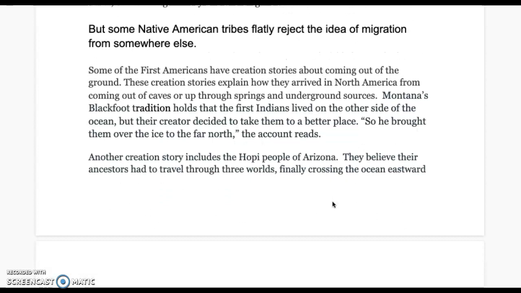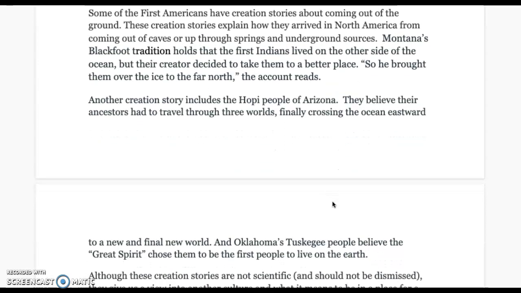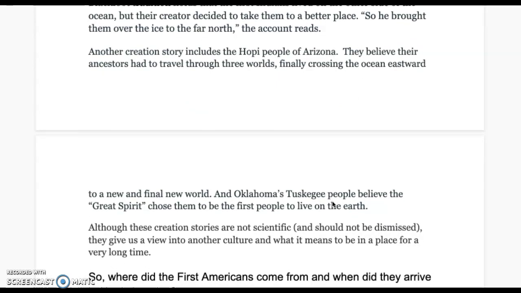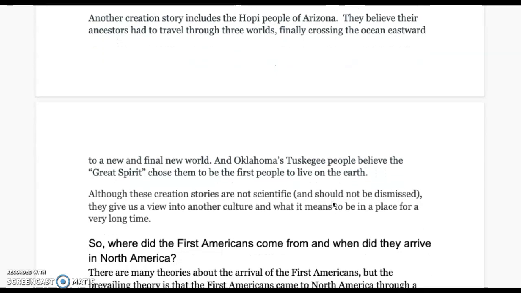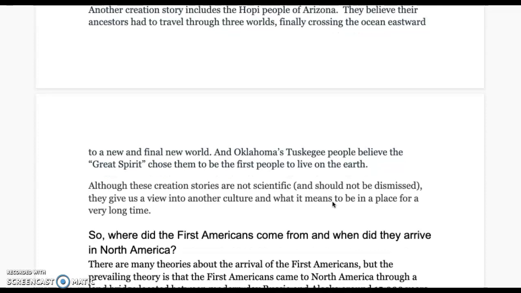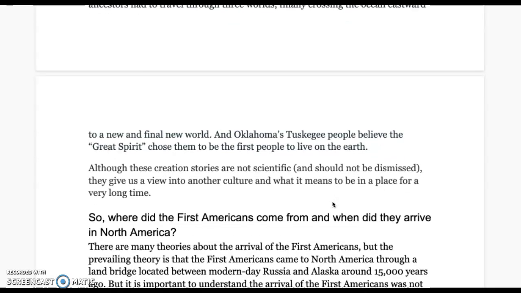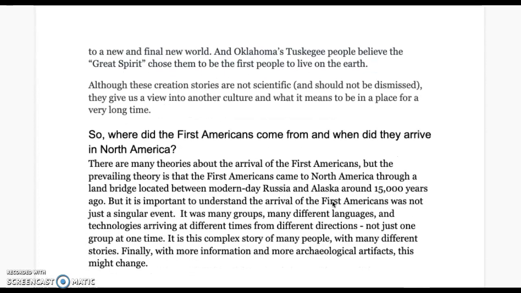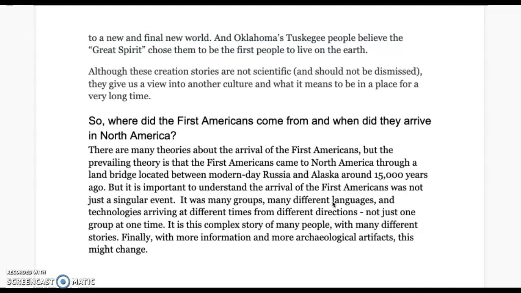Another creation story includes the Hopi people of Arizona. They believe their ancestors had to travel through 3 worlds, finally crossing the ocean eastward to a new and final new world. Oklahoma's Tuskegee people believed the Great Spirit chose them to be the first to live on the earth. Although these creation stories are not scientific, they're more based on religion or faith, but they should not be dismissed. They give us a new view into another culture and what it means to be in a place for a very long time.